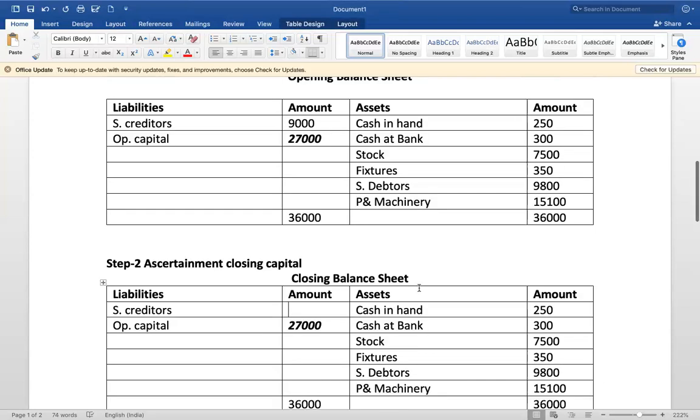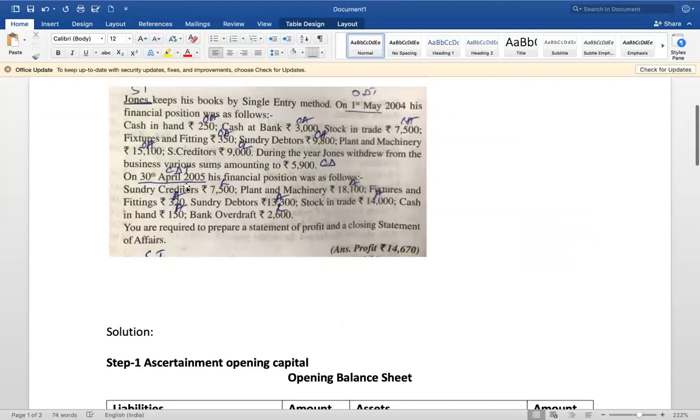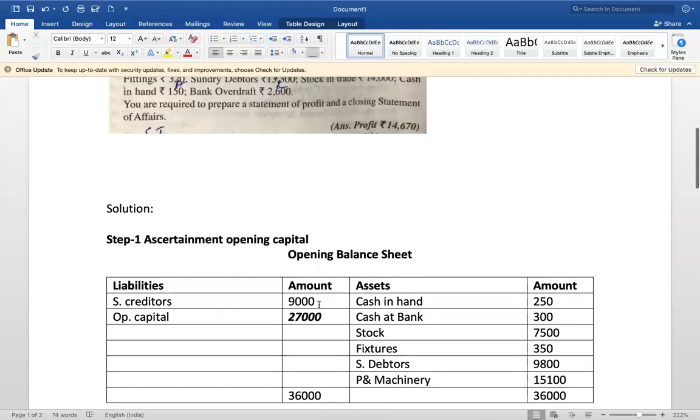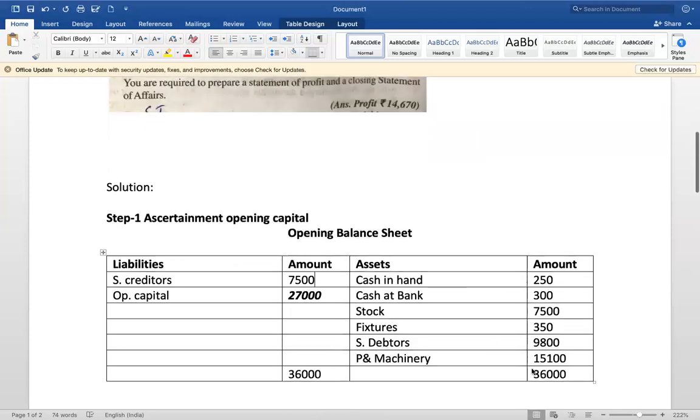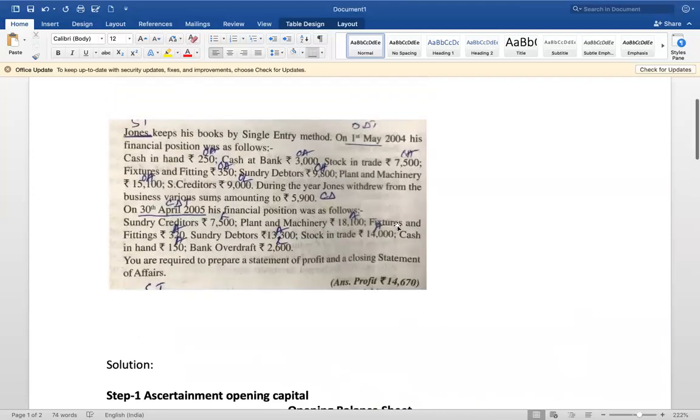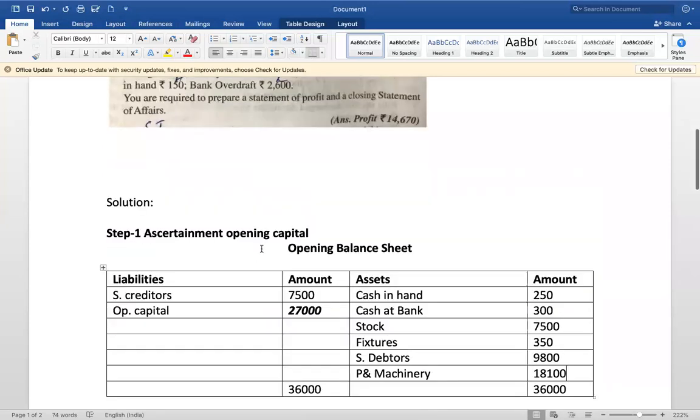Now look at the closing items. On 30th April 2005, his financial position was as follows. Sundry creditors 7,500. Plant and machinery 18,100. Next is fixtures and furniture, or fittings. That's 320 instead of 350. I'll make it 320.